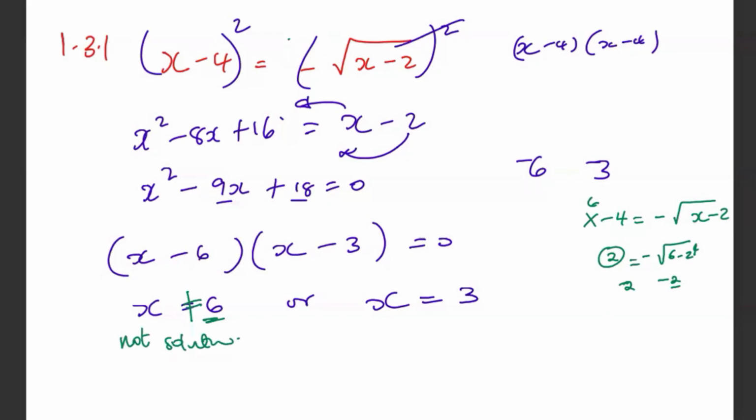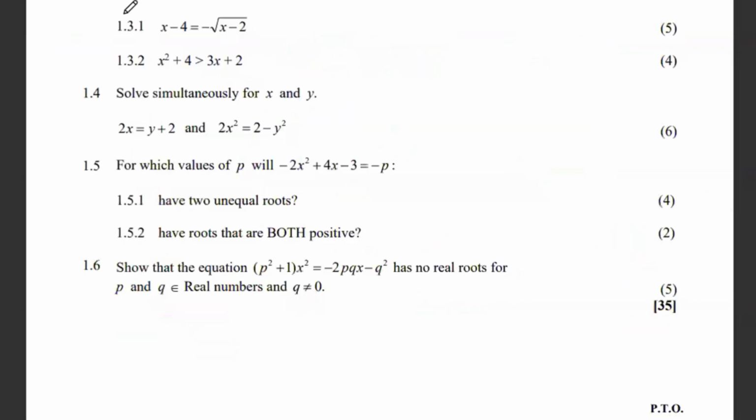Then if I try 3, 3 minus 4 is going to be negative 1. Then 3 minus 2 is a 1. Square root of 1 is 1 with a negative. So which means this is the only solution that we need for this particular question. So if we do that, we shall get all the 5 marks, as per the allocation.